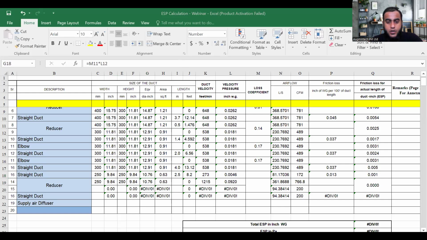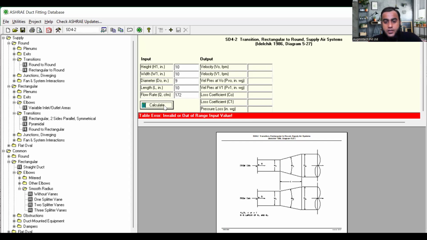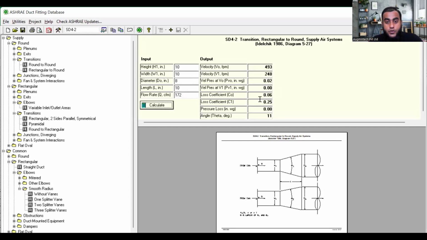Actually, the problem is the diameter. Diameter should always be less than the width of the duct, okay? Take it as 9 meter, okay? But 9 meter is also not showing. When you are taking 8 meter, then only it is showing the value. What you can do, na?